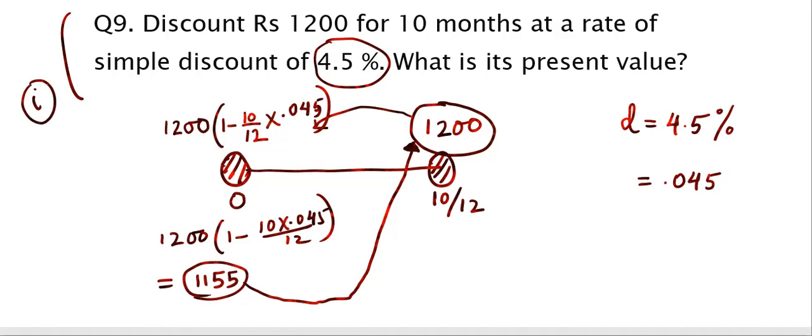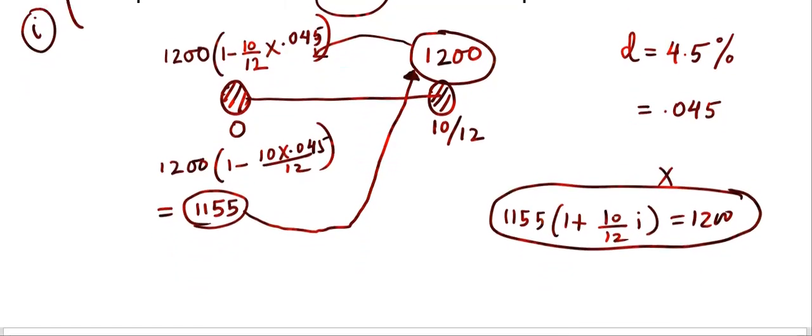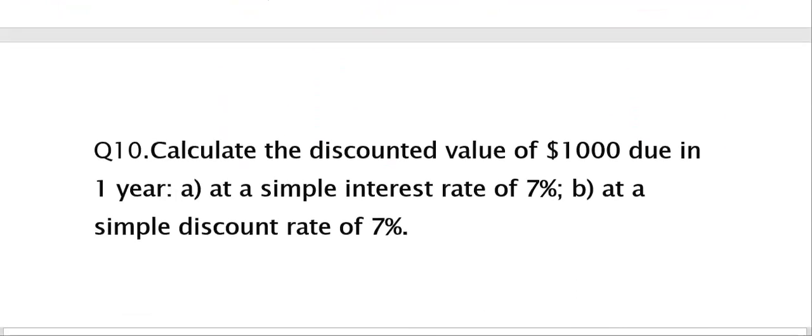If you want to find i, you have to do it separately. You have to write it this way: 1 plus 10 by 12, i is equal to 1200. You solve it and find i. Even i is not required here. i is different from d. Obviously, i will be a little bit more than d. d is directly given, and you are asked to find the present value. That's all. Let's go to the last problem.